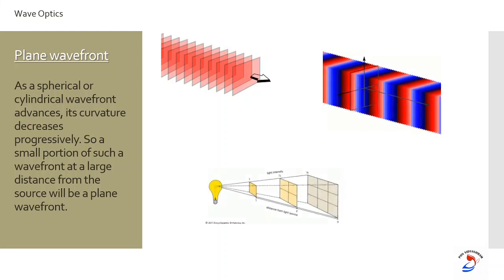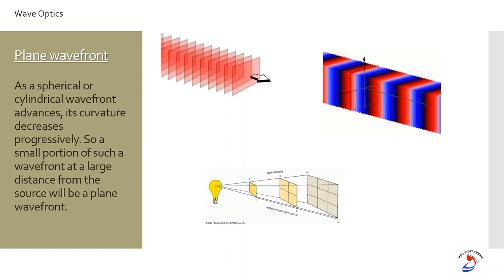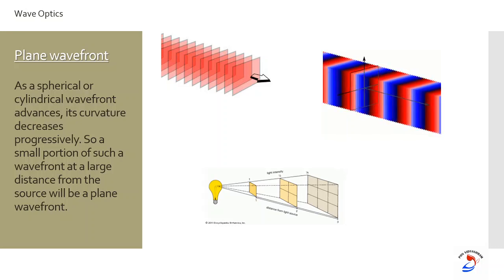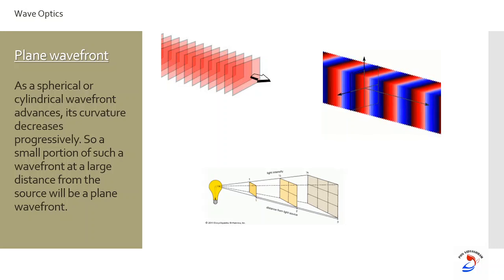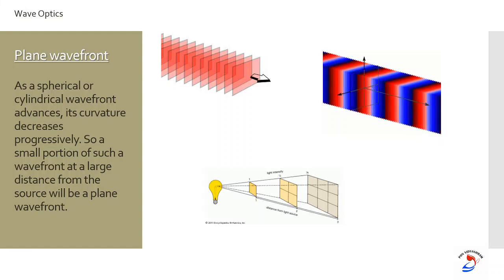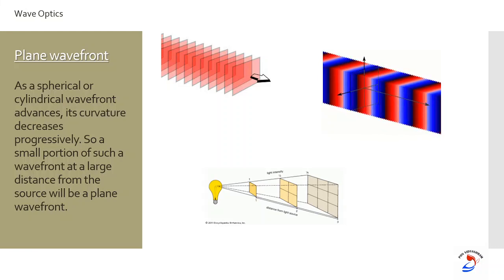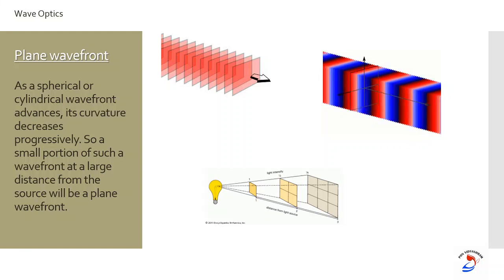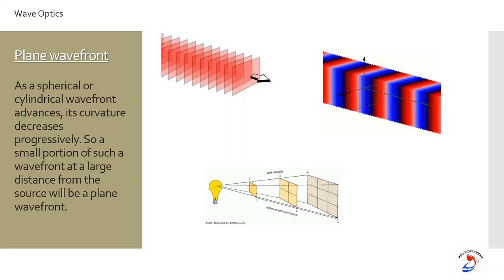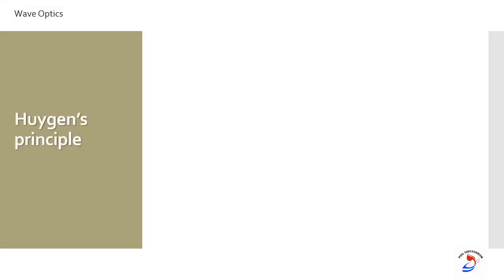Suppose you have a point source, say a bulb. Initially, when you look at the wavefront, they're all spherical because it's a point source. But as you go farther and farther away from the source, you'll see that the radius of curvature is becoming too large. It's so large that you can as well consider it as a plane wavefront instead of a curved wavefront. So that is what a plane wavefront means. Now you have studied the 3 different types of wavefronts: the spherical wavefront, cylindrical wavefront and plane wavefront.